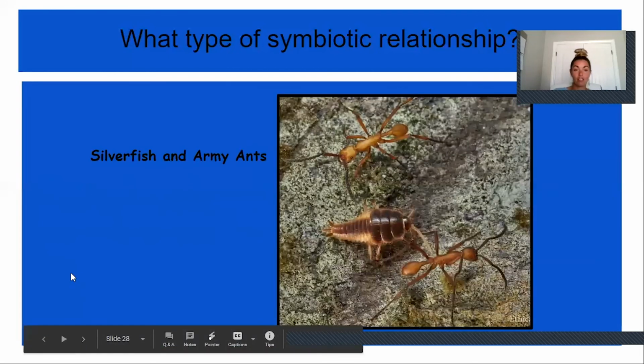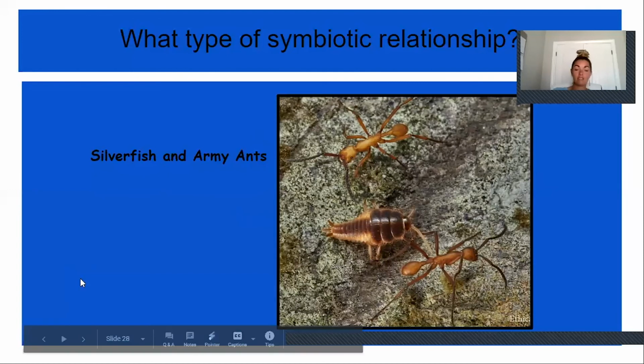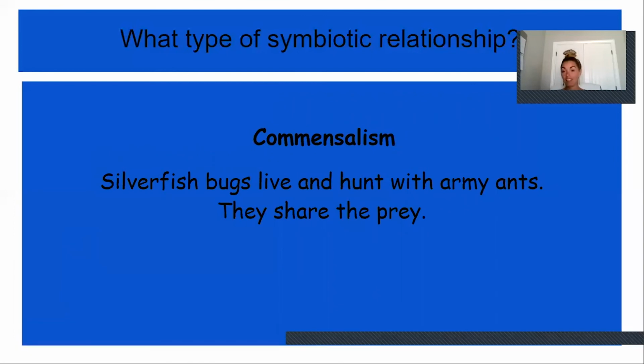Just got a few more here. Okay, the silverfish and army ants. What kind of relationship do they have? Predation? Mutualism? Commensalism. Silverfish bugs live and hunt with army ants. They share the prey. That's kind of cool. So healthy, right?